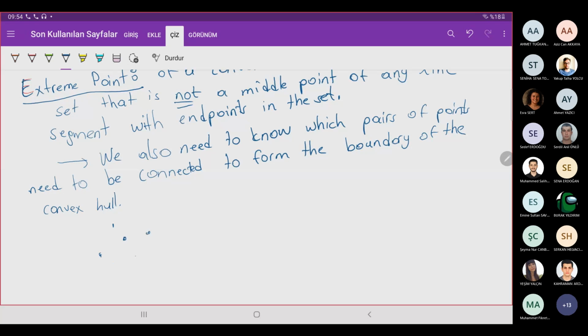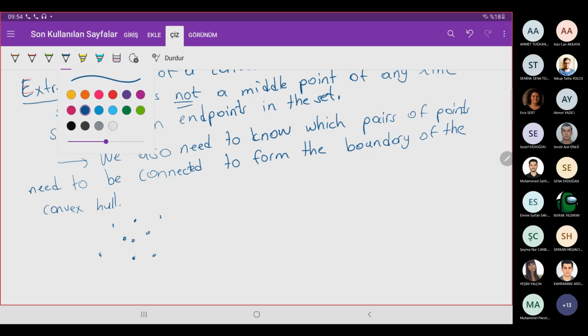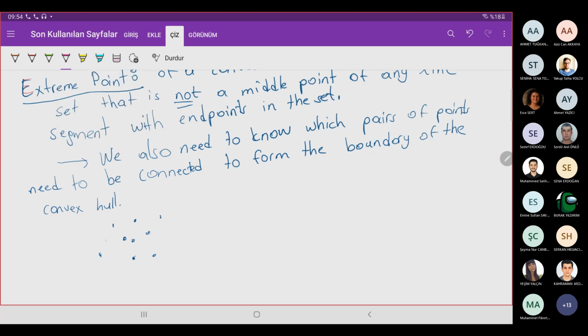For example, here, we can say that, for instance, these are the extreme points. But if I connect these 2 points, I can say with confidence that all the remaining points are on the same side, right? Because we don't have anything here. All of them are here.